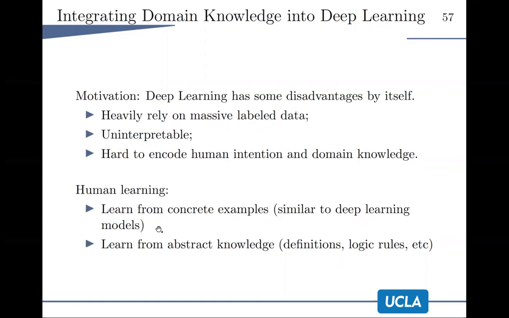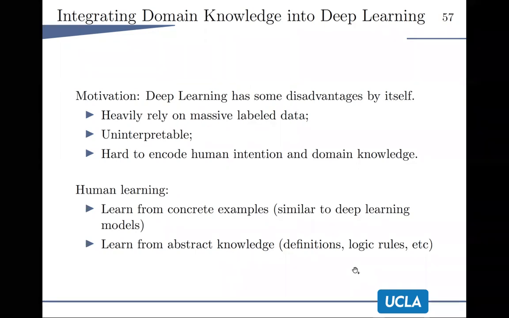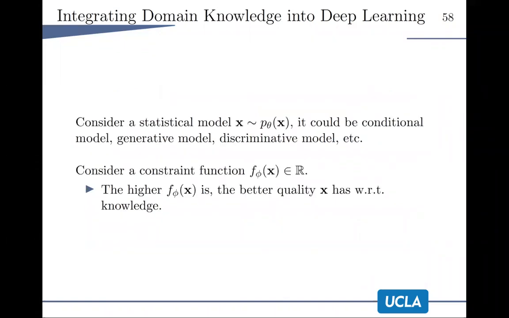And in human learning, we have different ways of learning. One way is to learn from examples, which is similar to deep learning ideas. But we also have other ways of learning, like learning from abstract knowledge, definitions, logical rules, and then directly applying that. And so in general, we can write the idea of how to integrate domain knowledge into deep learning like this.